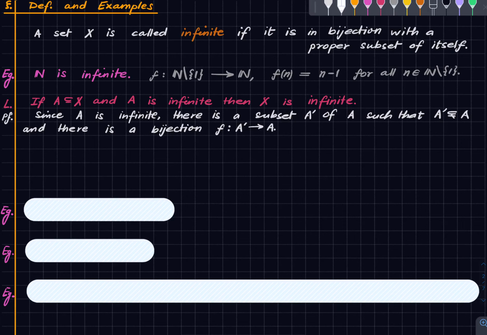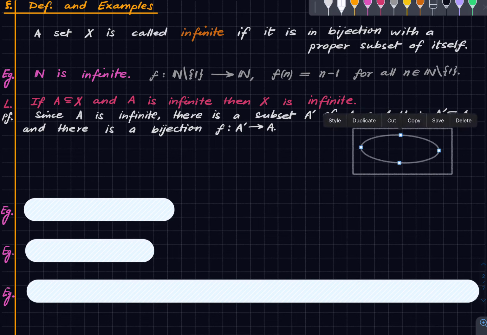So perhaps a picture would help. This is our set X, that is our set A, and somewhere we have A prime. And there is a bijection between A prime and A. So there is some map which kind of expands this blob out and converts it into this blob. All right. So we need to find out a proper subset of X that is in bijection with X. And that is not a mystery.